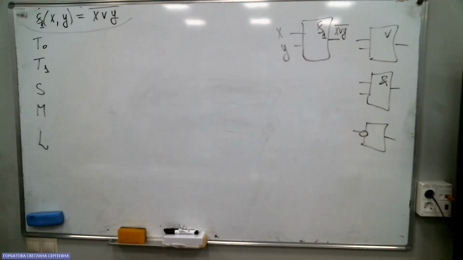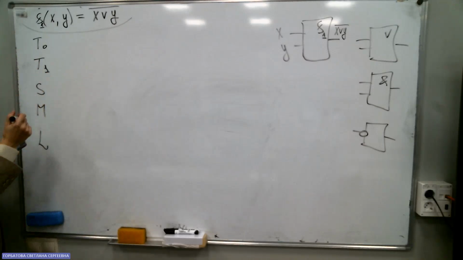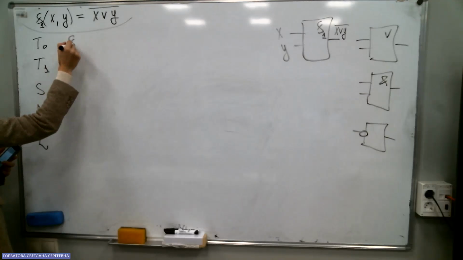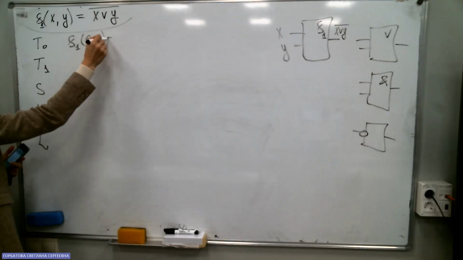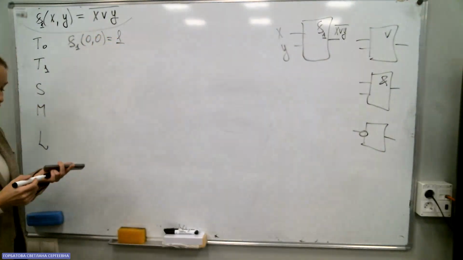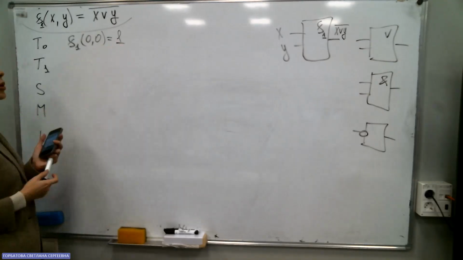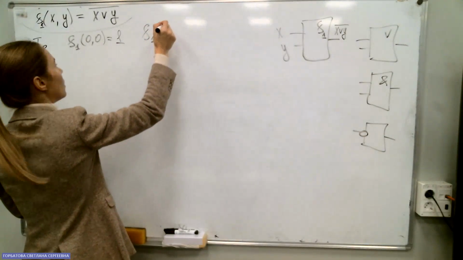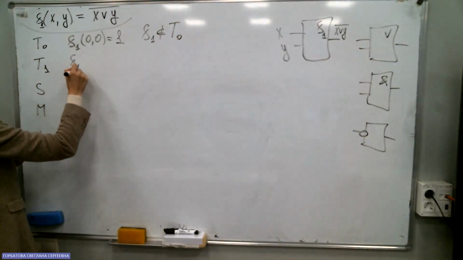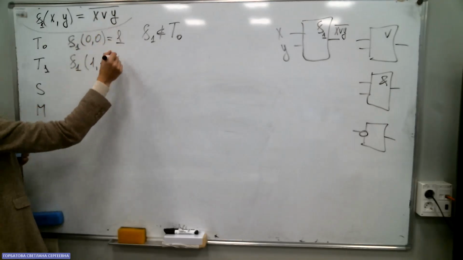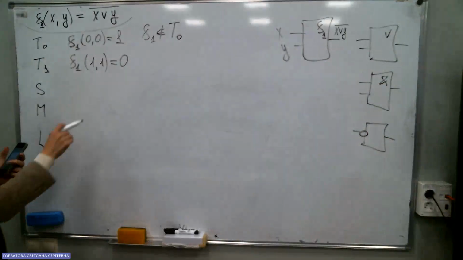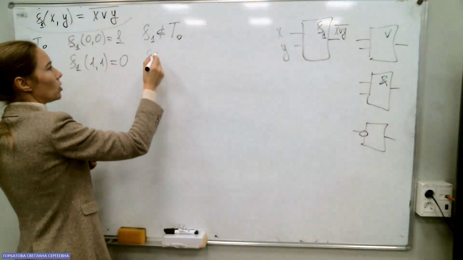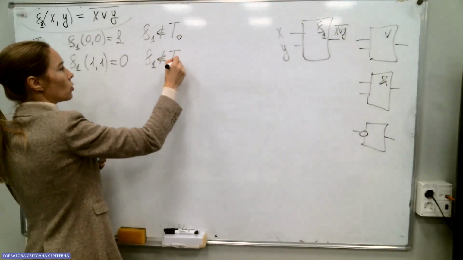Okay, so we checked T0. You remember that our function f1 of 0, 0 equals 1. So the rule doesn't work here because here must be 0. That is why f1 doesn't belong to T0. f1 of 1, 1 equals 0 also doesn't work here because here must be 1, so it is wrong. That is why f1 doesn't belong to T1.